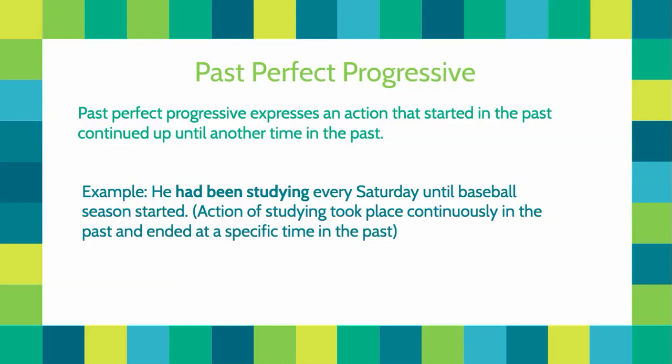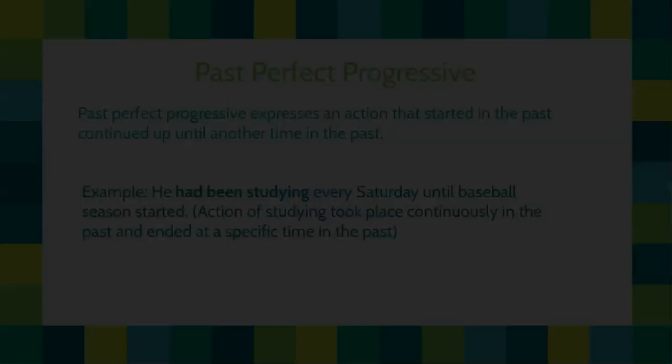So that's why it's not has been studying, right? If he were still doing it, we would say he has been studying every Saturday. So he was studying for a while, he continues to do it. But once baseball season started, he wasn't doing it anymore. And so that's why it's had been studying, the past perfect progressive.